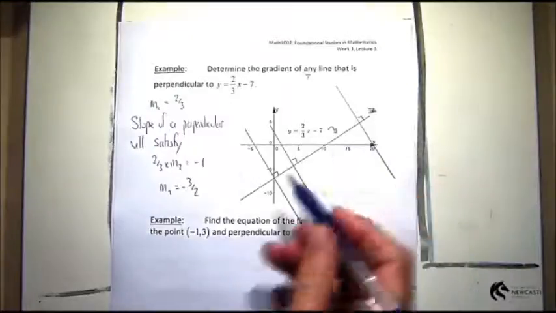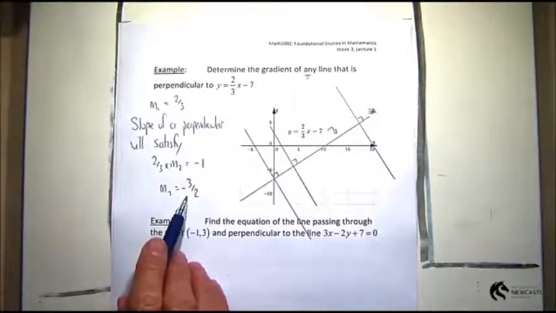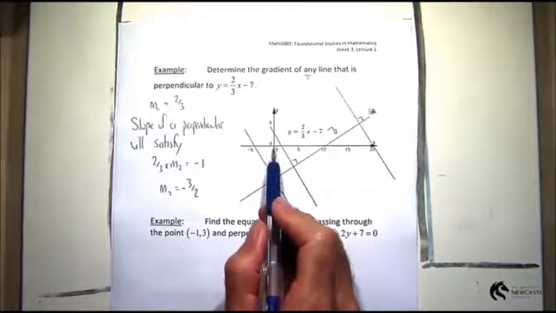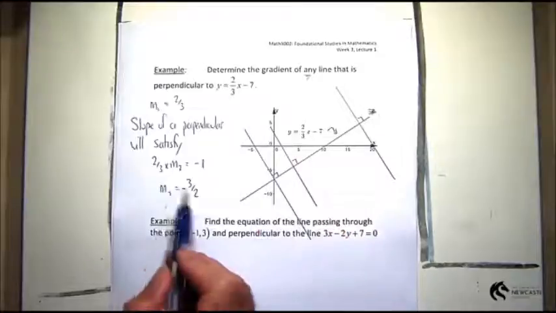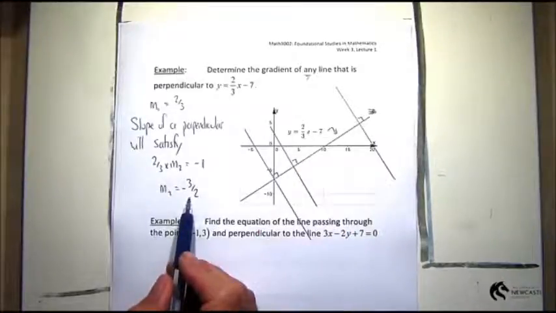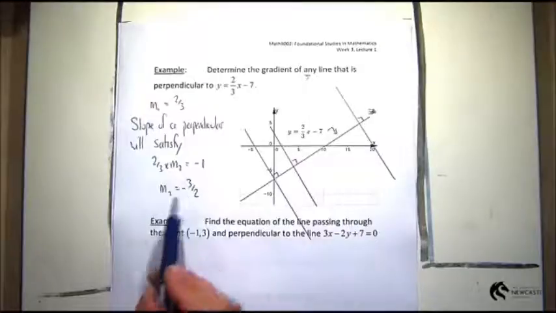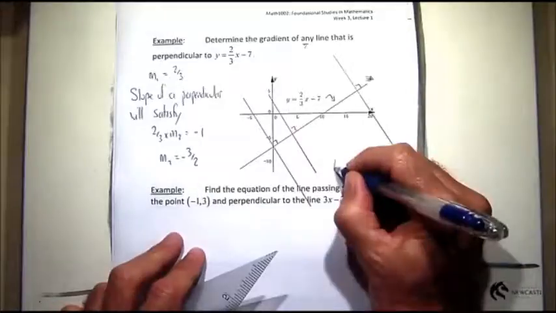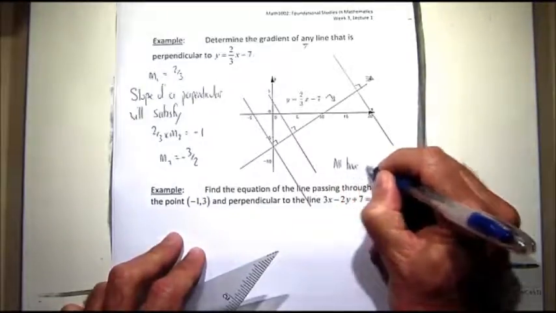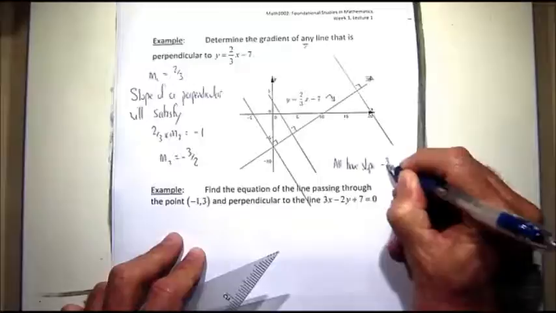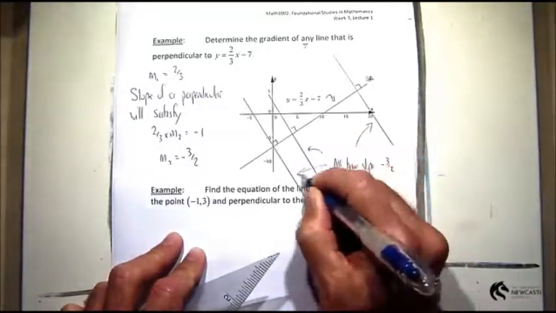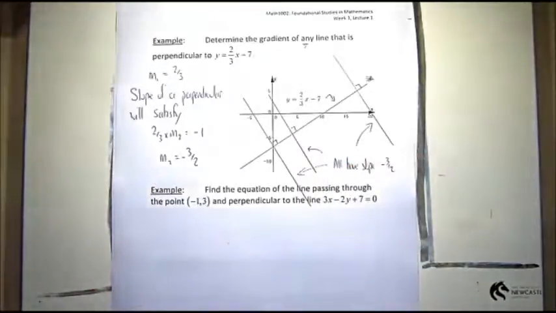Every single one of those has slope minus 3 on 2, which of course means if I move across one, the y value goes down by 1.5. That's our geometric interpretation of slope there. So these all have slope minus 3 on 2. And as you can see, there's a whole family of them. A whole family of parallel lines, in fact.